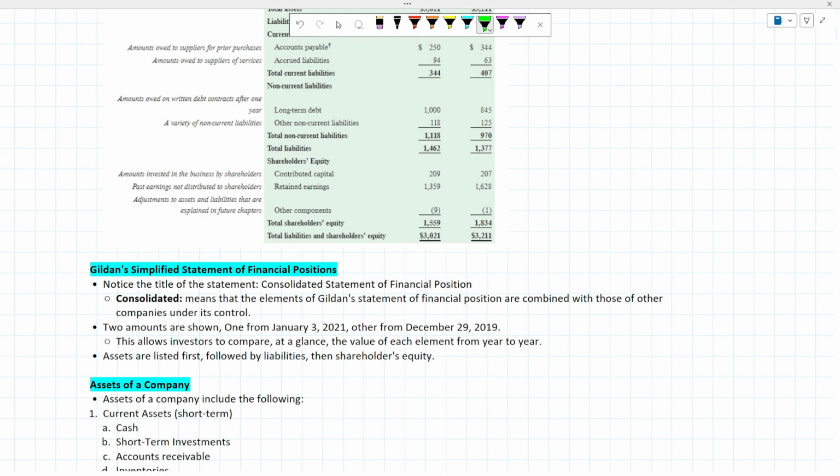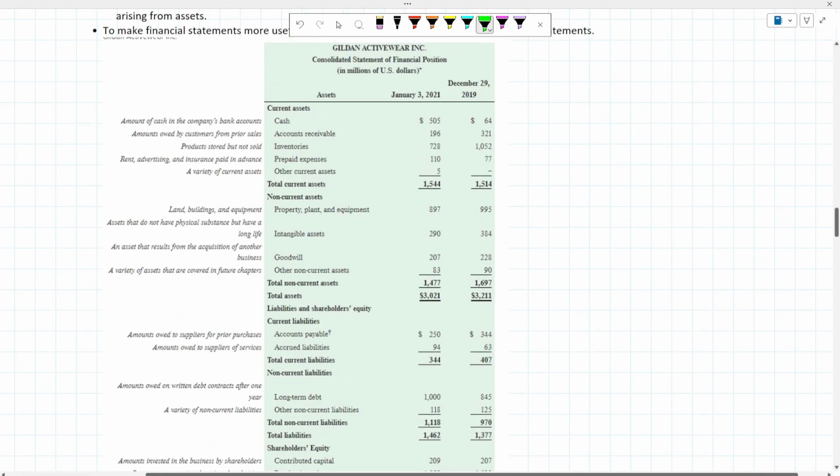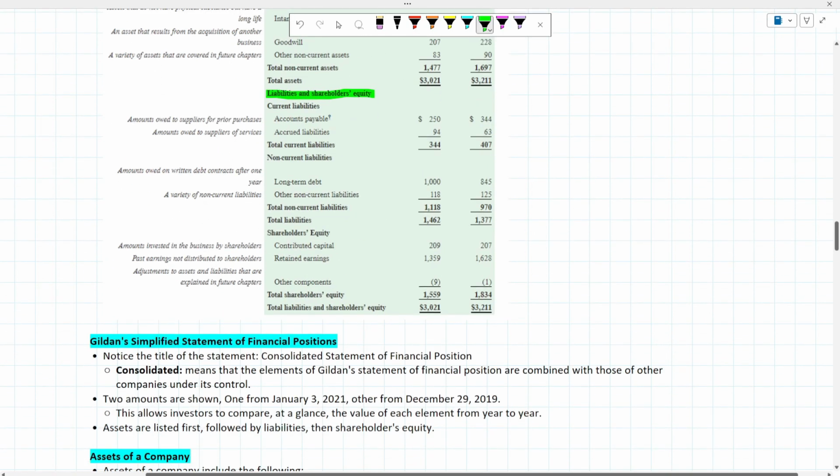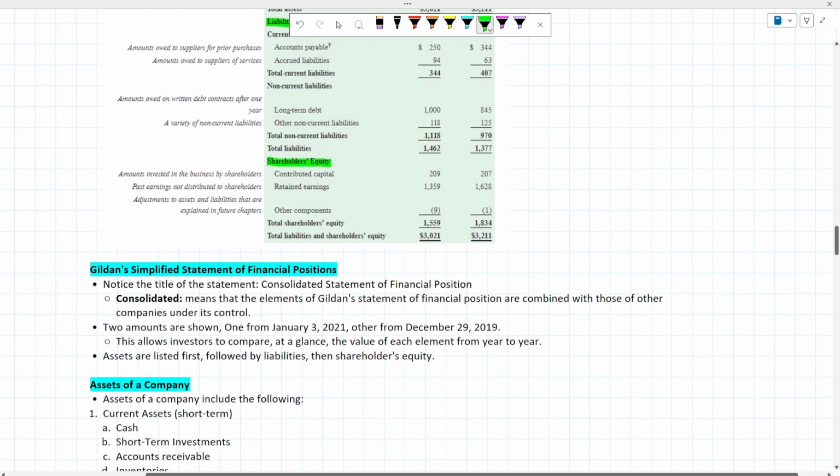Consolidated just means that the elements of Gildan's statement of financial position are combined with those of other companies under its control. Two amounts are shown, one from January 3rd, 2021, and the other from December 29th, 2019. So make sure you're aware that some prices of the days are shown differently. This allows investors to compare at a glance the value of each element from year to year. Assets are listed first, followed by liabilities. So you can see assets here, liabilities here, and then shareholders' equity is right here.